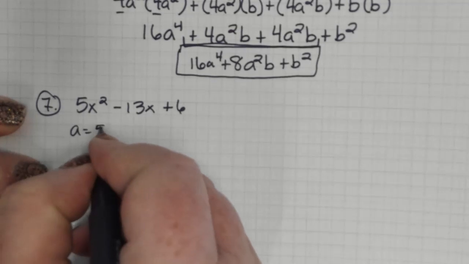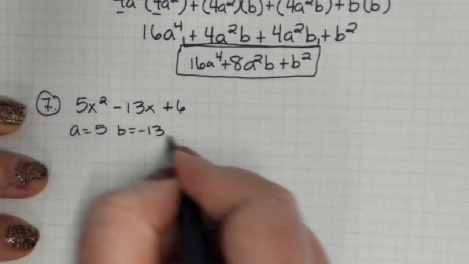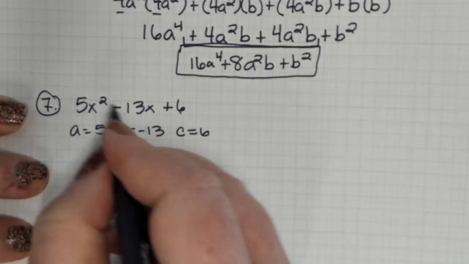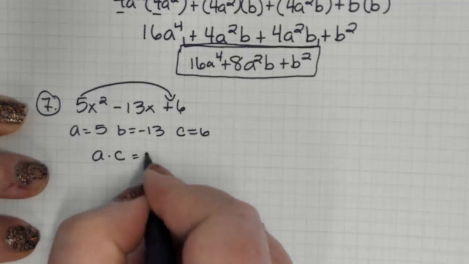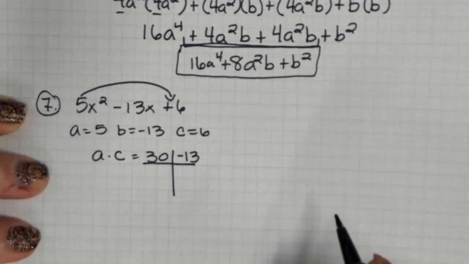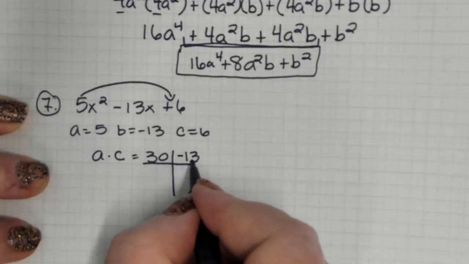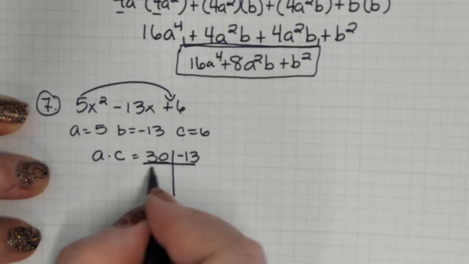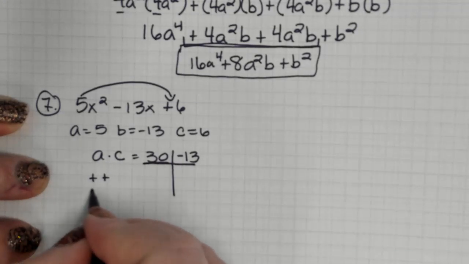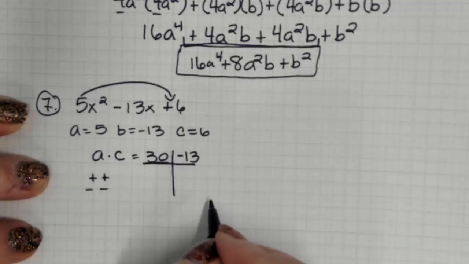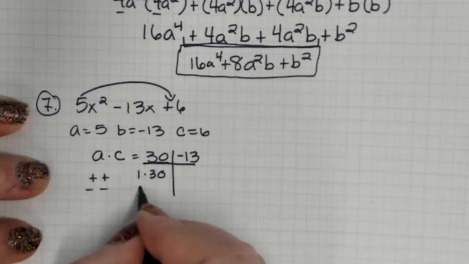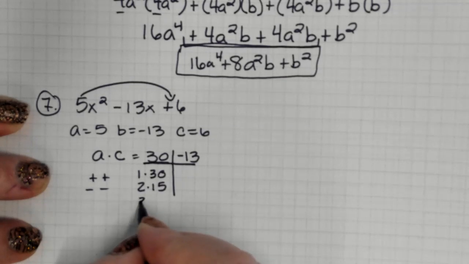Here A is 5, B is negative 13, C is 6. You do A times C. So factors of 30 that add up to B, negative 13. This is a negative, this is a positive. So for your n term to be positive, you need either 2 positives or 2 negatives. This is negative, so they're both negative. So 1 times 30, 2 times 15, 3 times 10.